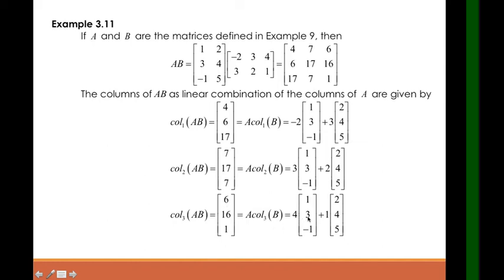4 times 3 is 12, and then 1 times 4 is 4, 4 plus 12 is 16. Then 4 times negative 1 is negative 4. 1 times 5 is 5. So the answer is positive 1. Ito yan. So, ganun din daw yung makukuha mo.